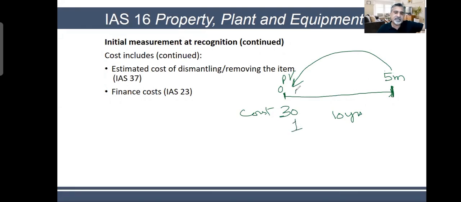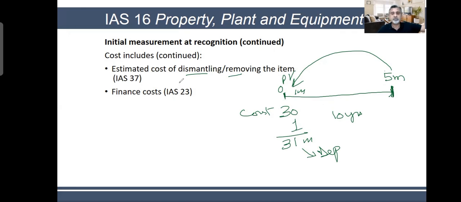This 5 million is actually 1 million in today's terms. So we say that the total cost is 31 million, and then 31 million will be depreciated. So within your asset, you not only include the installation, you also include deinstallation or dismantling or removing. This is important to remember.